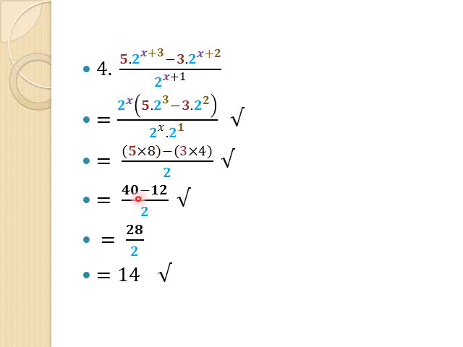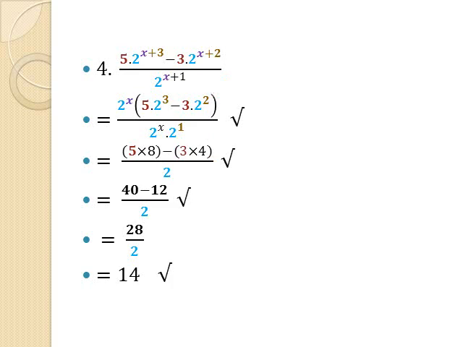Right, 5 times 8 would give me 40. Minus 3 times 4 would give me negative 12, divided by 2. 40 minus 12 gives me 28. 2 stays, and 28 divided by 2 would give me 14. So I say, look at where you've made an error, make a note of it, and then go practice and correct that error till you understand the pattern of how to solve the problem.